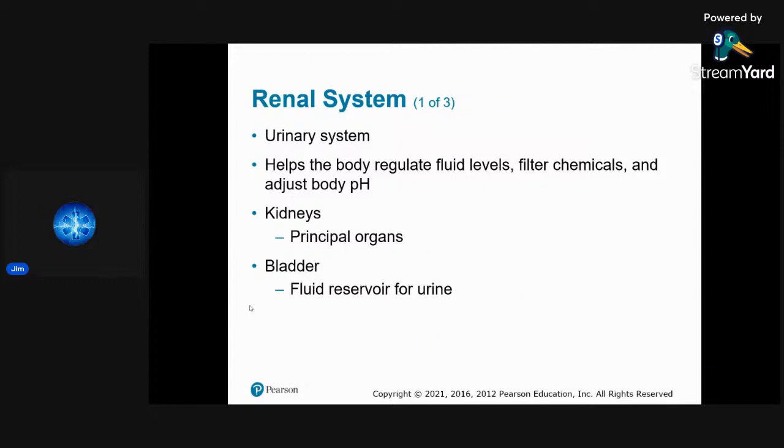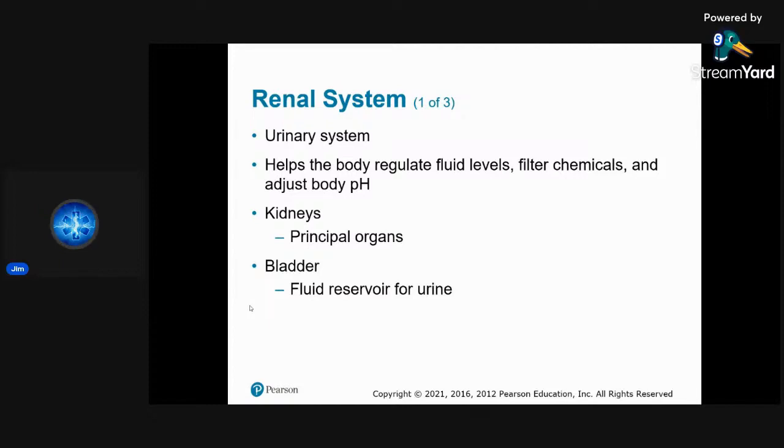The renal system is your urinary system, right? So what does it do? It helps to regulate fluid levels, filters chemicals, and it keeps your pH level constant. The body's very sensitive to pH changes, and the urinary system takes a big role in keeping a constant pH. It consists of the kidneys, which are the principal organ in the renal system. Kidneys do a lot. They're very important, and you have to have at least one to survive.